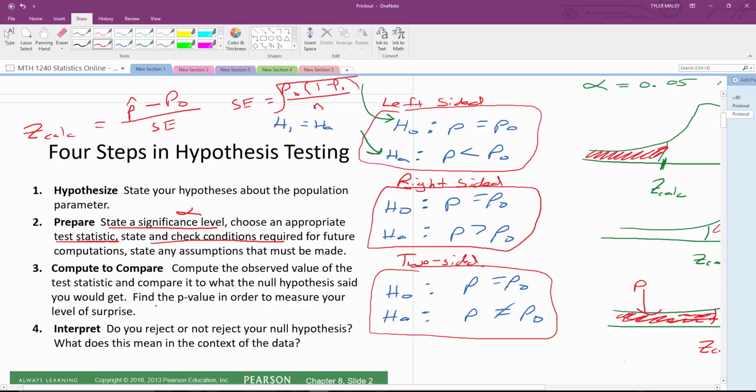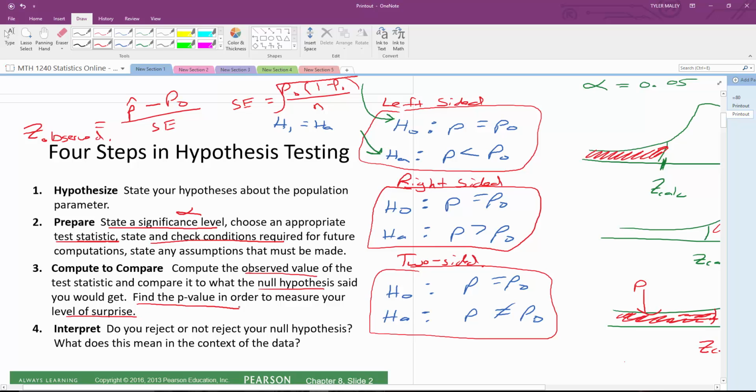Then we're going to use some technology to find my observed value of the test statistic. So my z calculated, the book is calling this observed. That's fine too, so we can think of this as my z value. That's observed. So find this value, and then we're going to compare it to the null hypothesis. Find the p-value to measure my level of surprise.